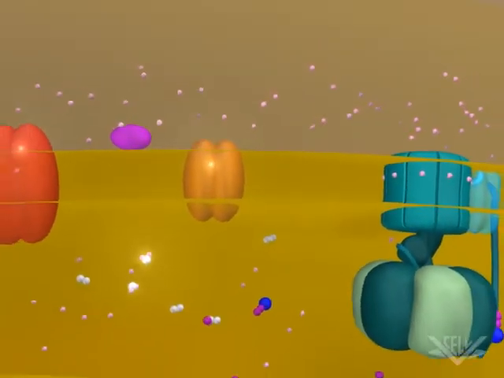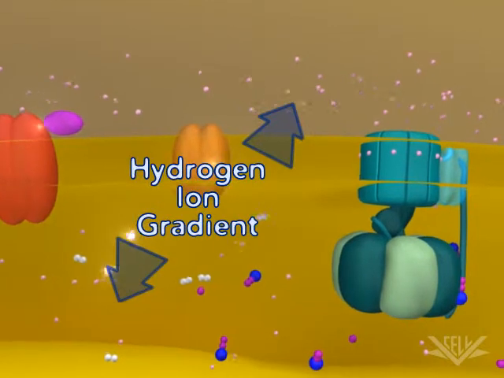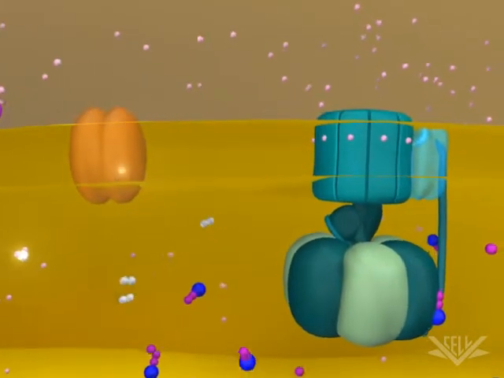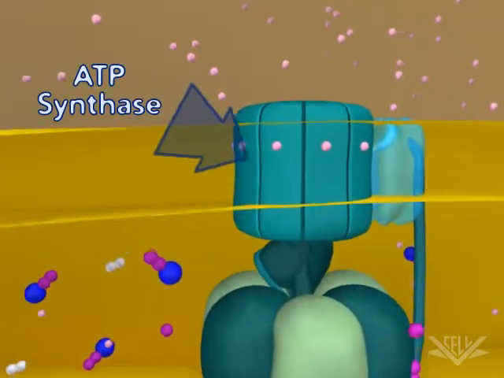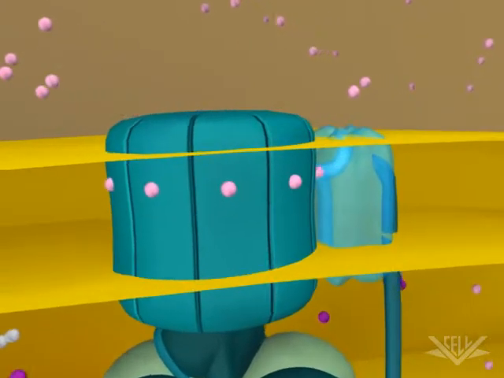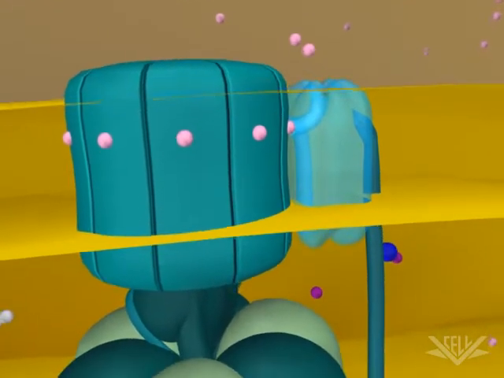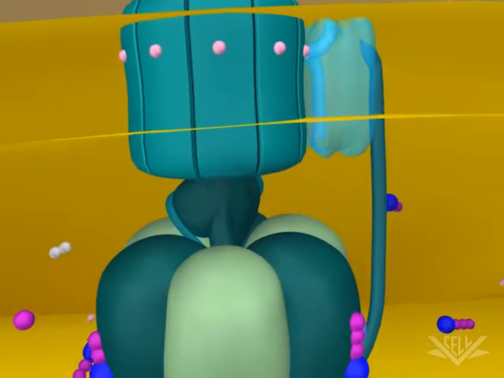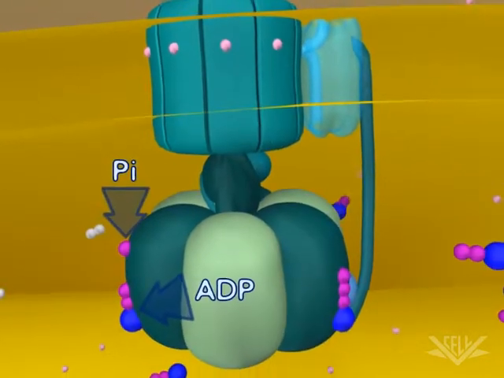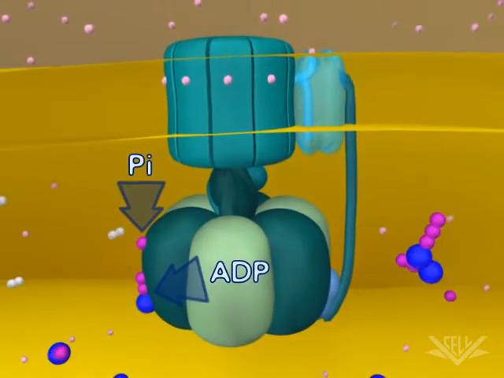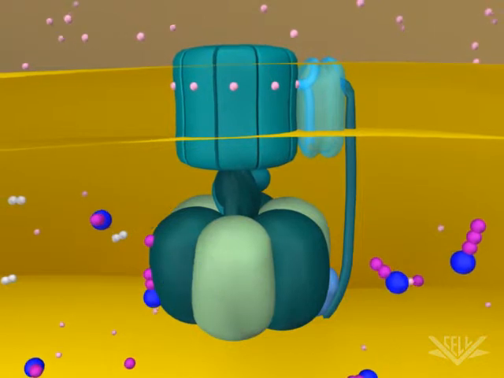This series of hydrogen pumping steps creates a gradient. The potential energy in this gradient is used by ATP synthase to make ATP from ADP and inorganic phosphate. The ATP synthesis steps you see here are discussed in greater detail in the ATP synthase gradients animation.